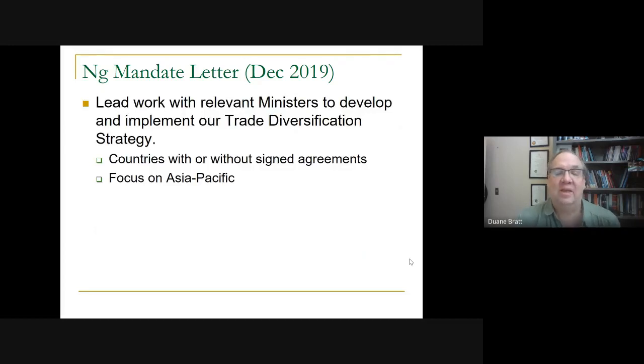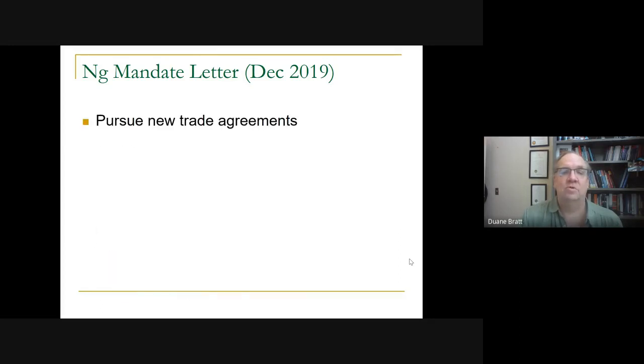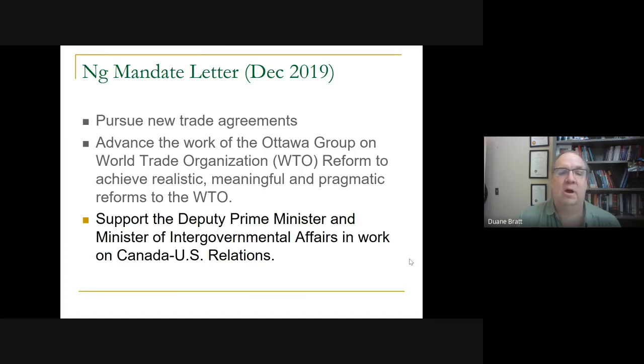Working on a trade diversification strategy. This has always been a goal going back multiple decades of trying to diversify our trade away from the United States. A series of other organizations to work with, pursue new trade agreements, and also work at the WTO around reform. This is an important part. So support the Deputy Prime Minister and Minister of Intergovernmental Affairs. That's Chrystia Freeland. She is now the Finance Minister, but Freeland holds the Canada-US file wherever she goes, and we'll talk about Ms. Freeland in a moment.